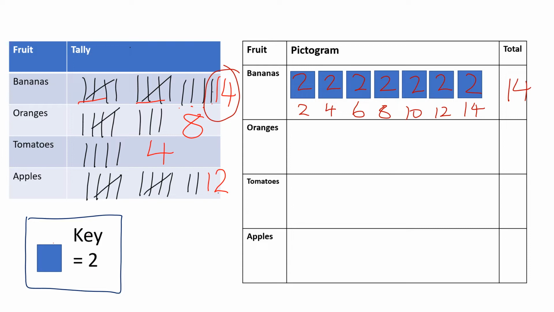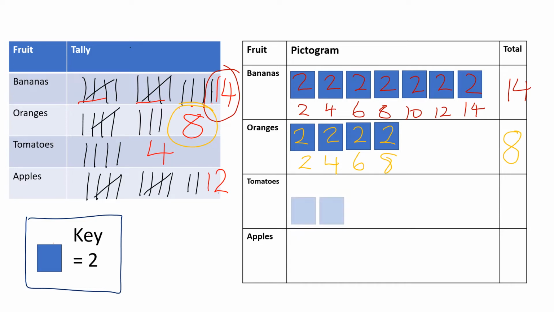Now let's look at oranges. So there are 8. Can you work out how many squares we would need for oranges? Have a think. So let's add the squares. So remember, each square is worth 2. Now let's add them up. 2, 4, 6, 8. So you only need 4 squares, and of course half of 8 is 4. So we have 8 in total.